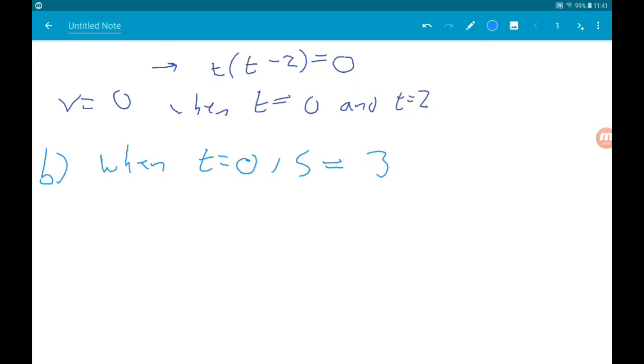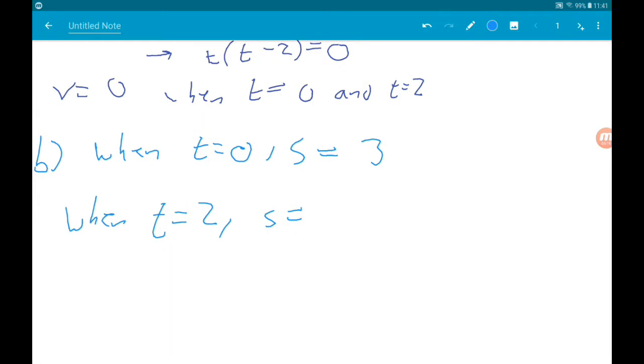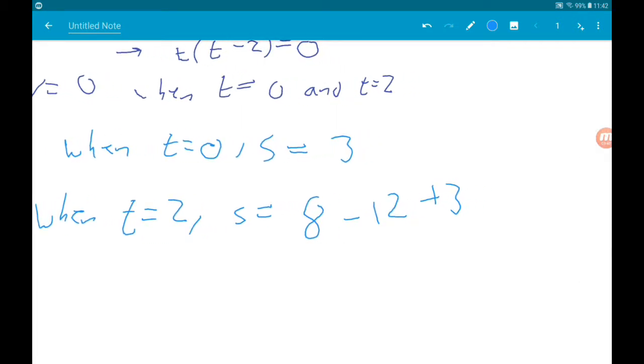And then when t is 2, s is 2 cubed is 8. Minus 3 lots of 2 squared is minus 3 times 4 is minus 12. And then we have the plus 3 at the end. So that's 11 minus 12, that's minus 1.